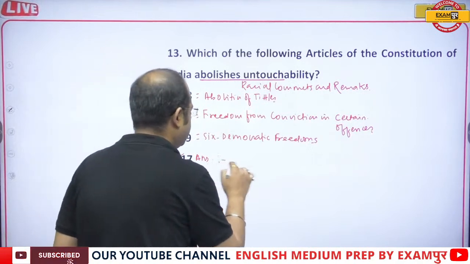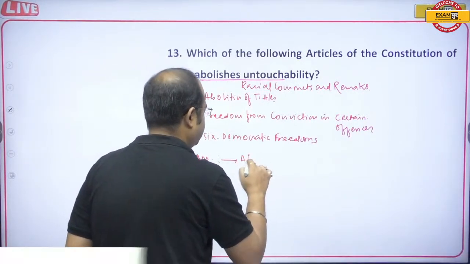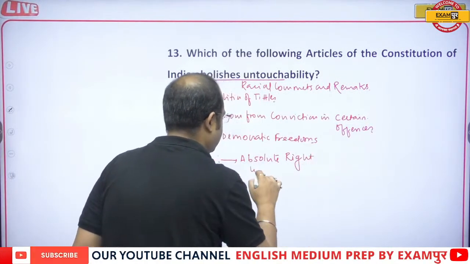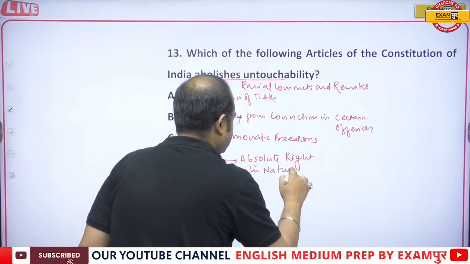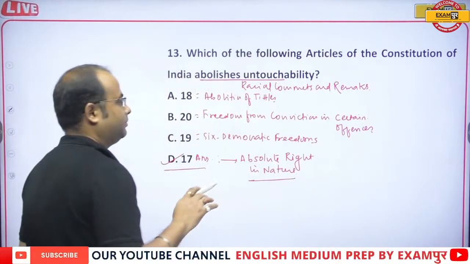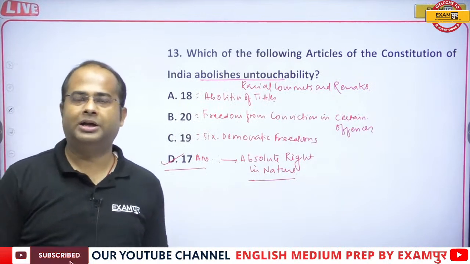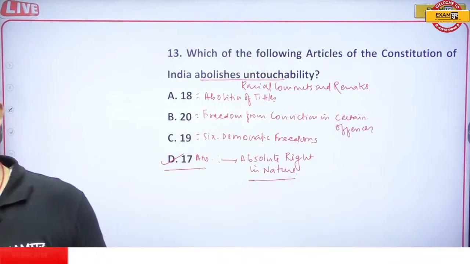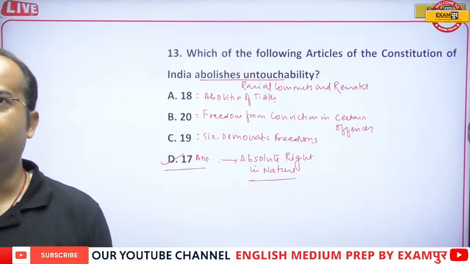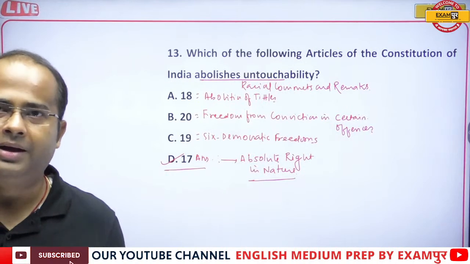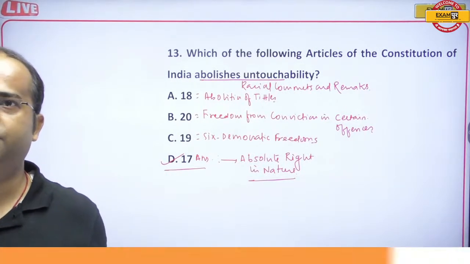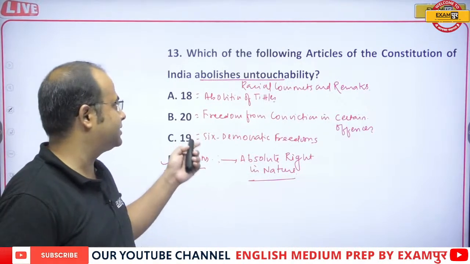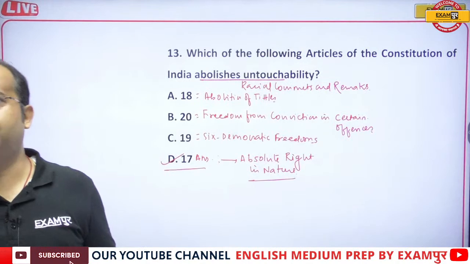And this is, guys, first of all, an absolute right in nature. That means it has no exception. So it is not like in this particular condition you can practice untouchability, and in that particular condition you cannot. Practicing of untouchability is completely banned in India. So it has no exception at all. I hope it is clear to all of you guys.